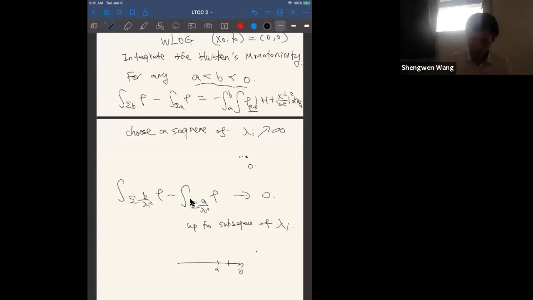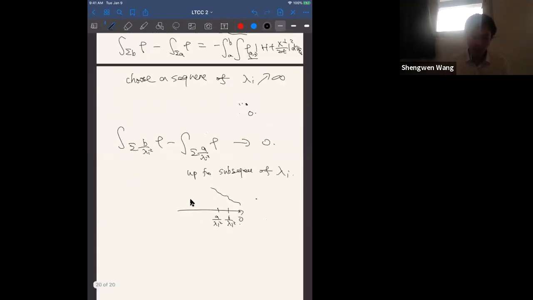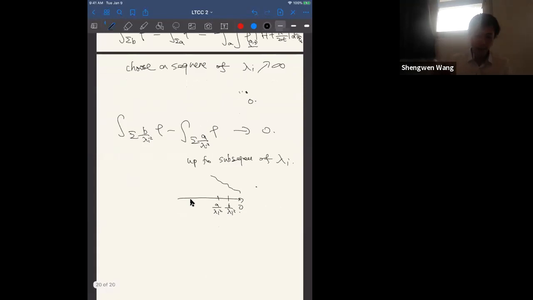This is A over lambda_i squared. And this is a monotonically decreasing quantity. So for the difference, if you pass to a subsequence, you can find a subsequence such that this difference is converging to 0. Okay.